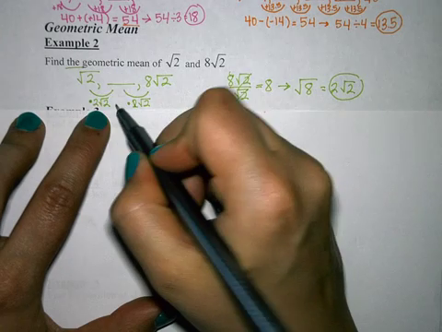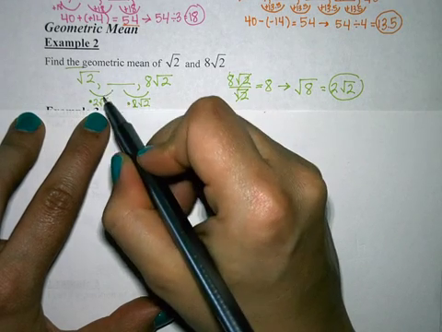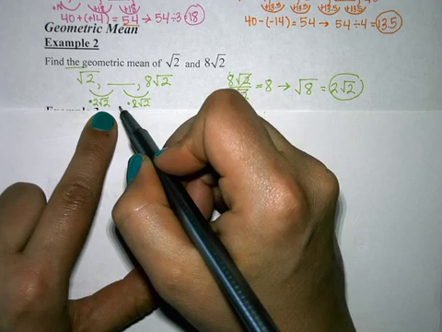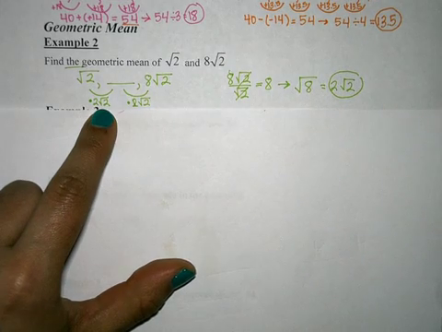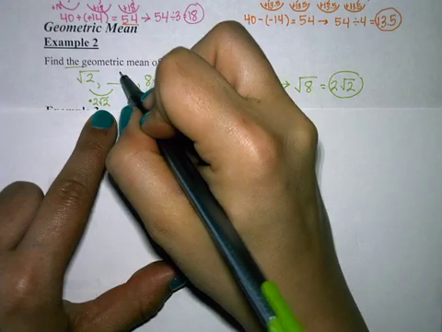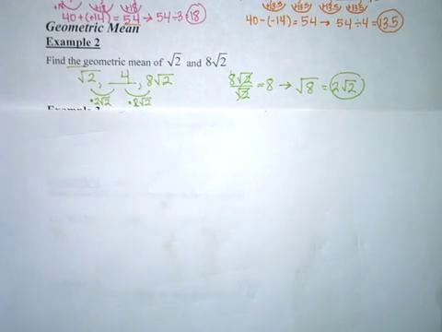Root 2 times 2 root 2. That's going to be 2 times root 2 squared, which also comes out to 2. So that's going to end up being 4. Let me show you that again.